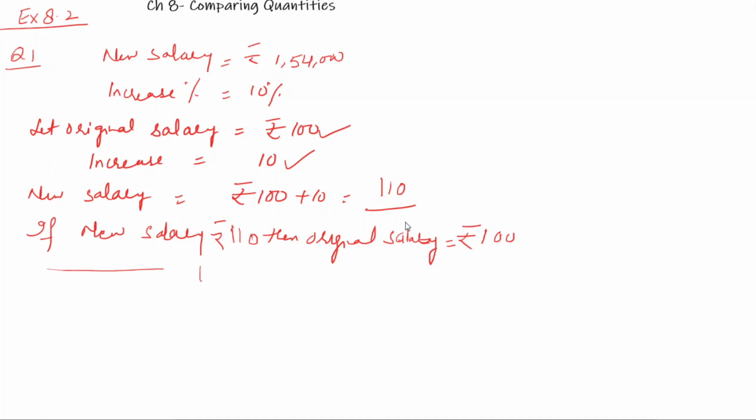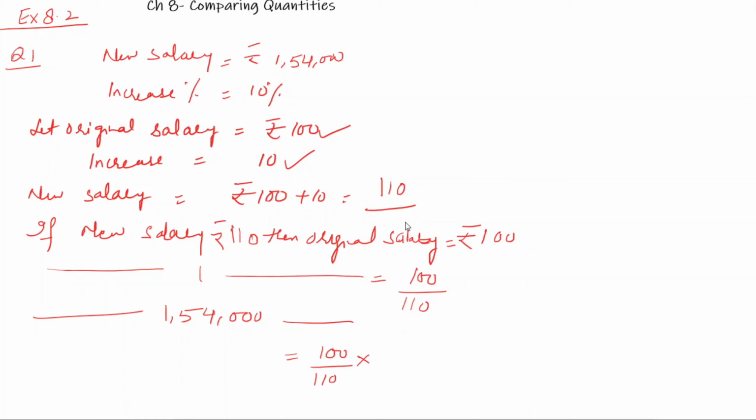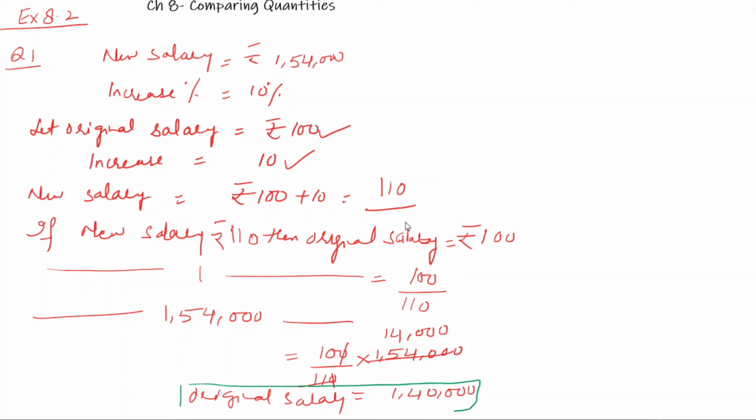So if new salary is rupees 1, then how much is the original salary? That is going to be 100 upon 110. And the new salary we have been given, this is 1,54,000. So we'll put the value, so this becomes 100 upon 110 into 1,54,000. Rest is the solution. 10 gets cancelled and we get 14,000, and the salary is 1,40,000. So this is your original salary. We'll write it in the box.